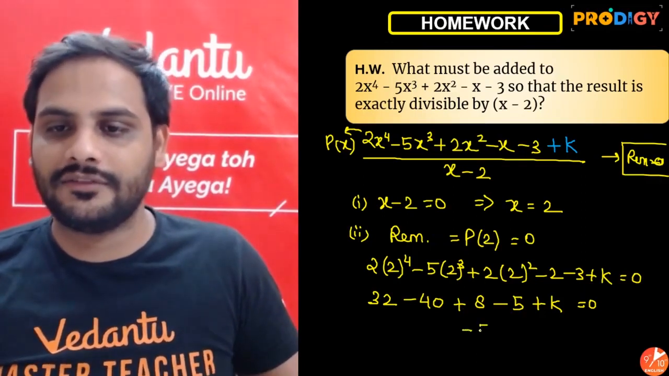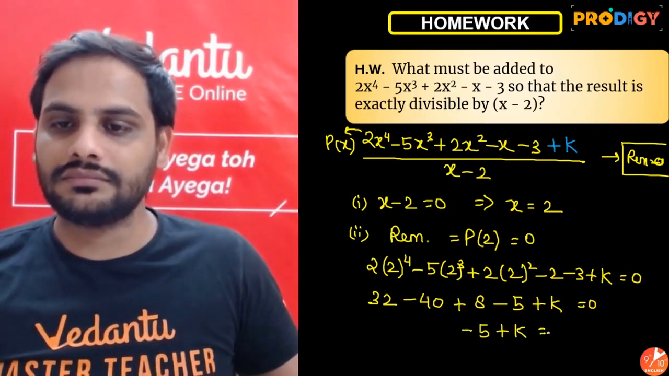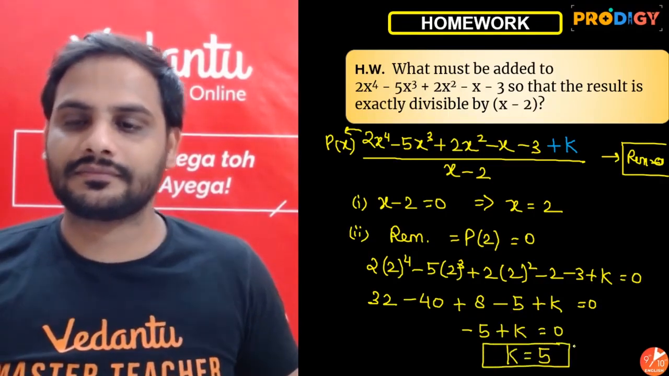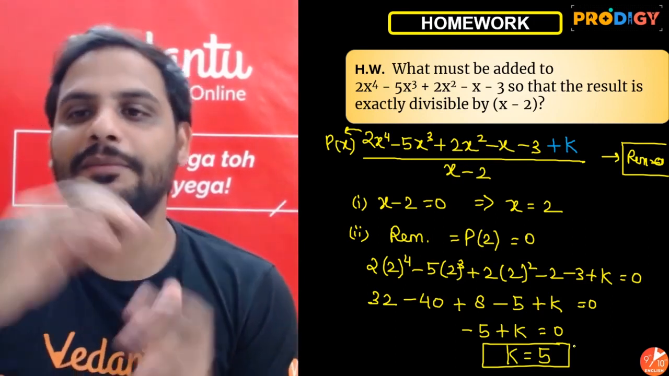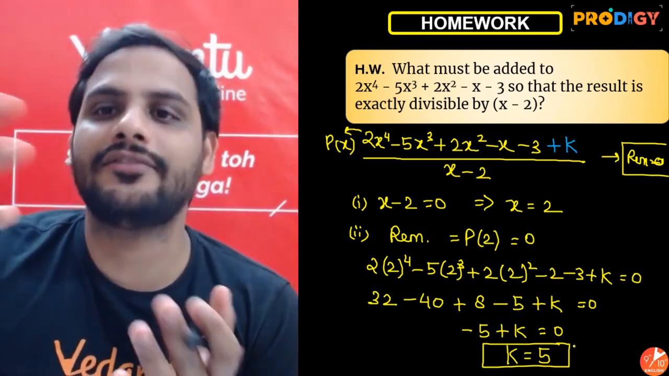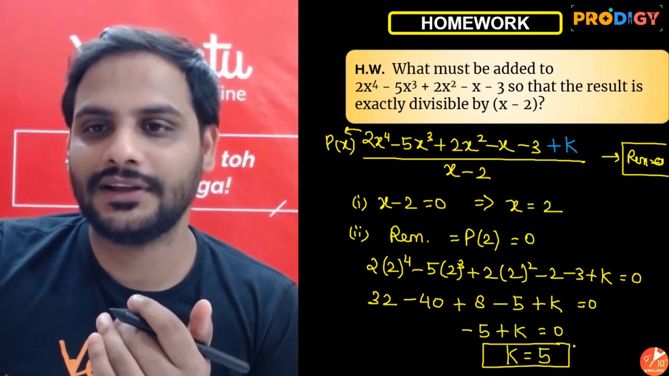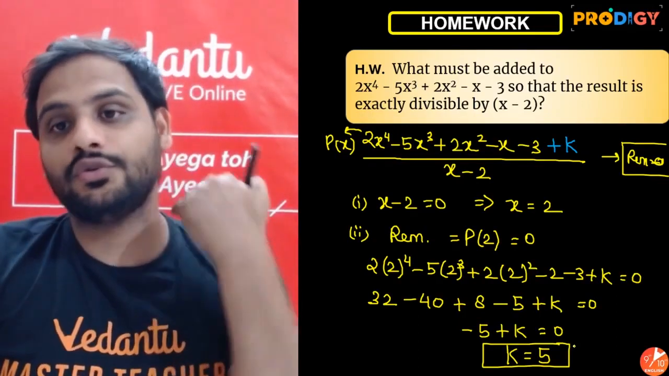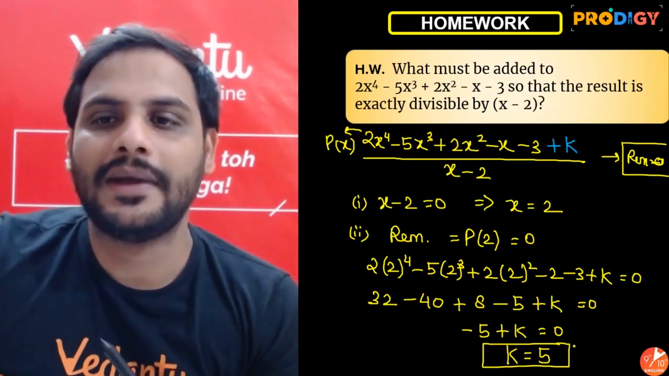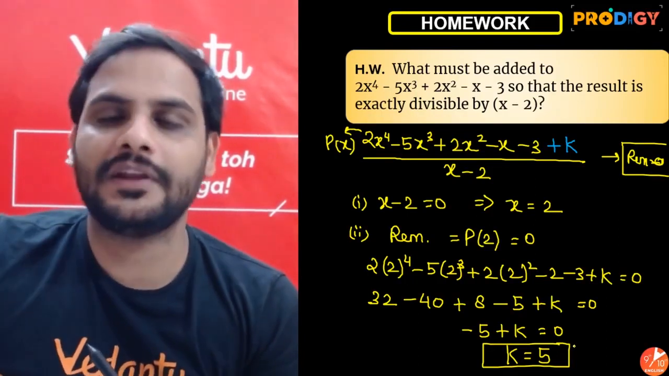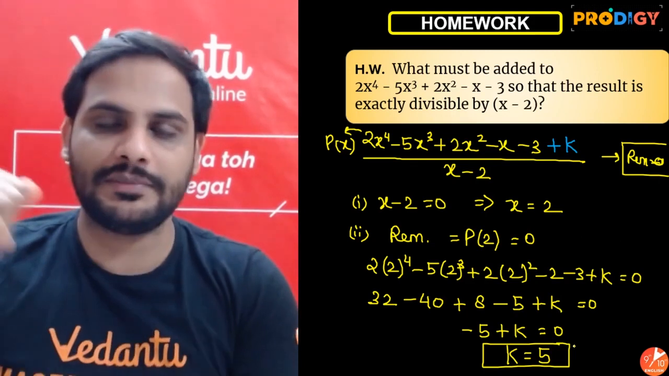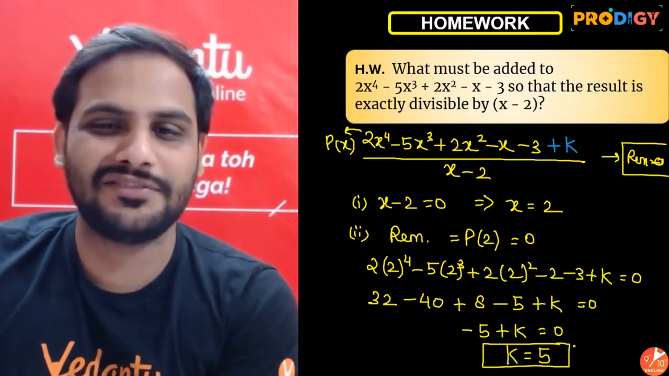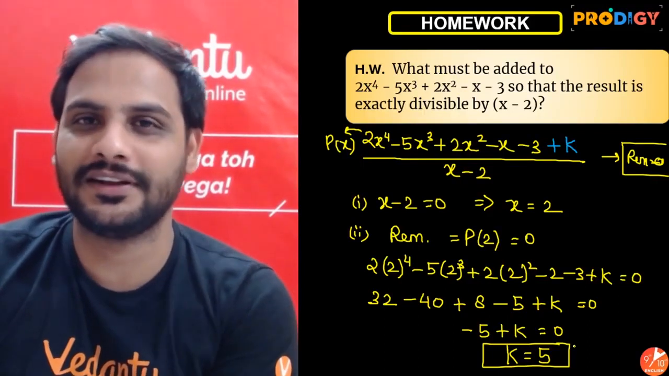So minus 5 plus k equal to 0. So we'll get k is equal to 5. K equal to 5. That means what I need to add, guys? I need to add 5 in this polynomial. So once I add 5, I'll get 2x raised to the power 4 minus 5x cube plus 2x square minus x. Minus 3 plus 5 is 2. So plus 2. If that is the polynomial, then it will be perfectly divisible by x minus 2. So we just made the remainder equal to 0 using the remainder theorem.